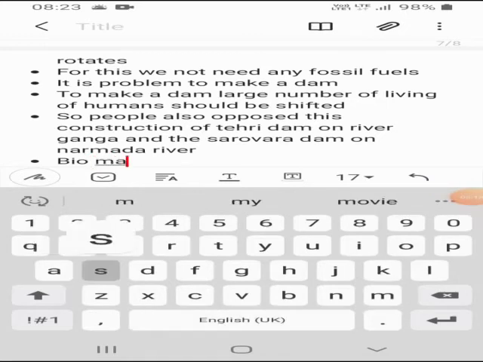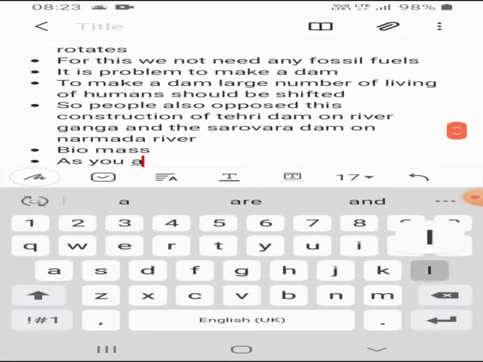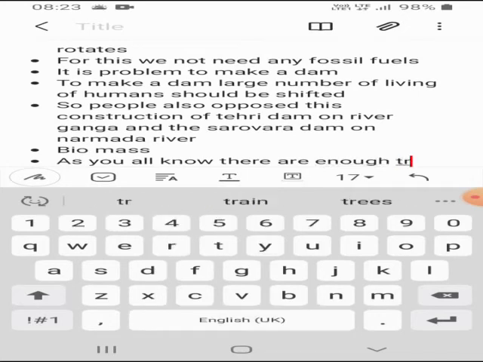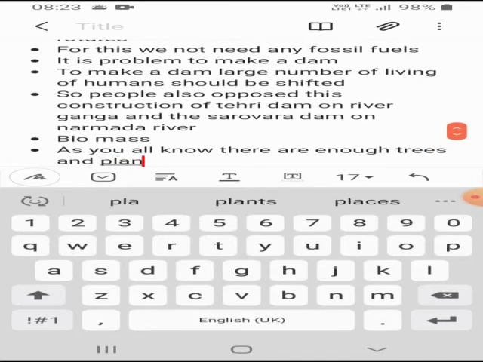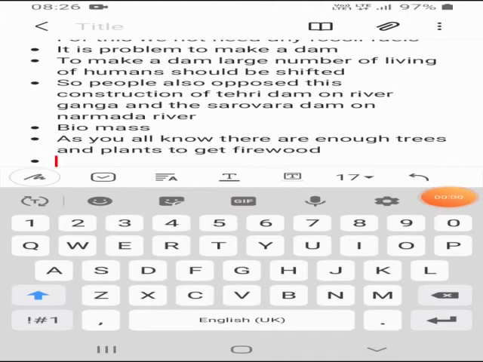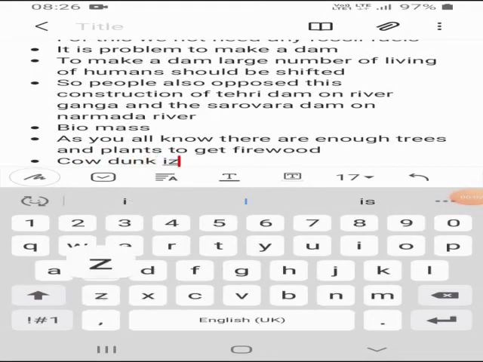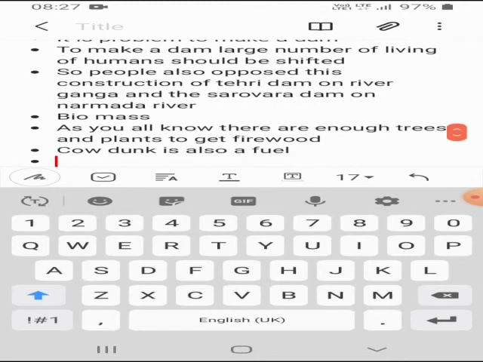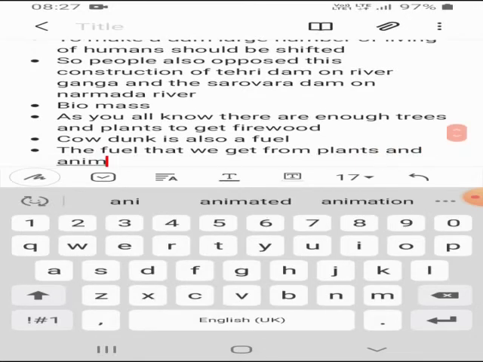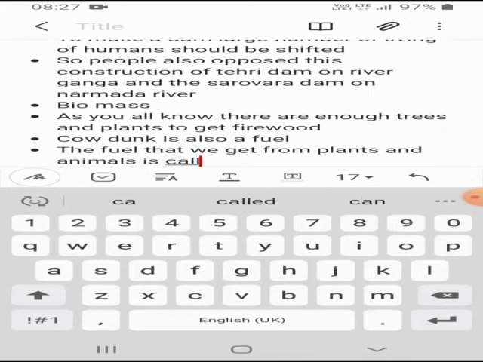Next is biomass. As you all know, there are enough trees and plants to get firewood. So cow dung is also a fuel, as you have learnt in your lower classes. So the fuel that we get from plants and animals is called biomass.